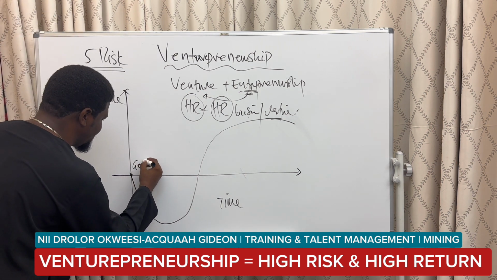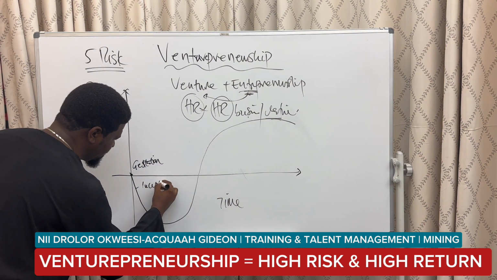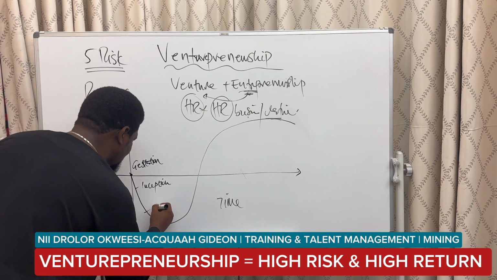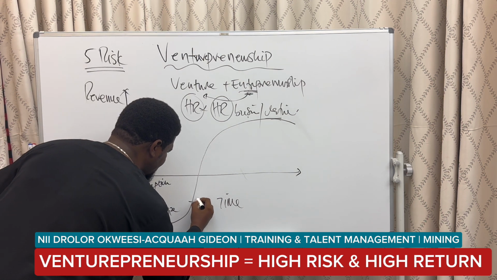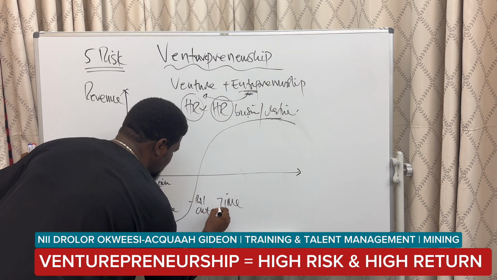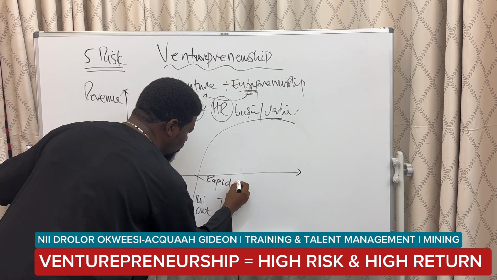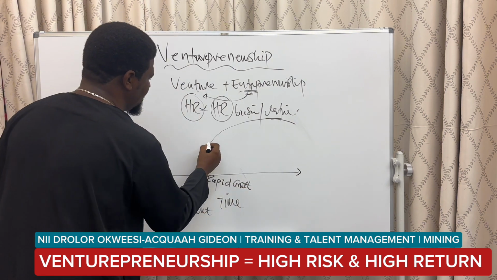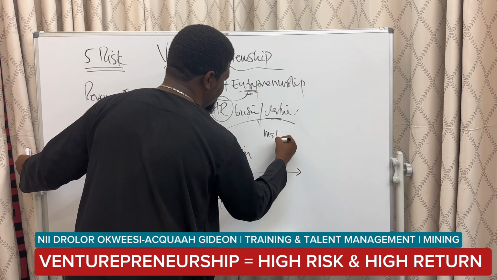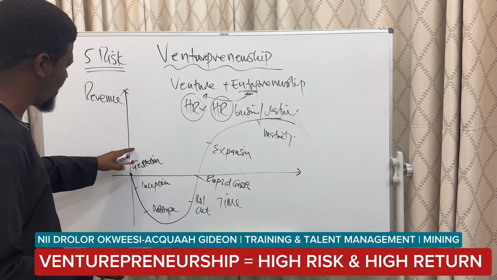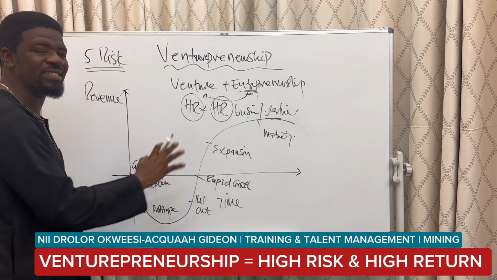So this represents the phases of business growth or development. Label this as the gestation phase. Label this as the inception phase. This is the prototype phase. This is known as rollout. This is the rapid growth phase of your business. Then you have expansion, and then the business reaches maturity. So we have 1, 2, 3, 4, 5, 6, 7 phases of business growth and development.